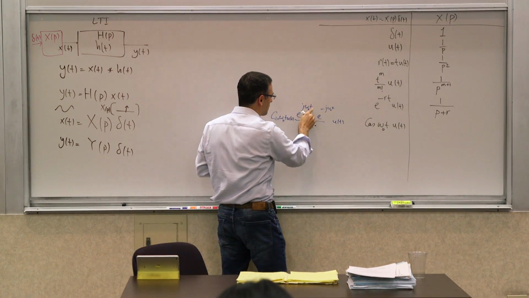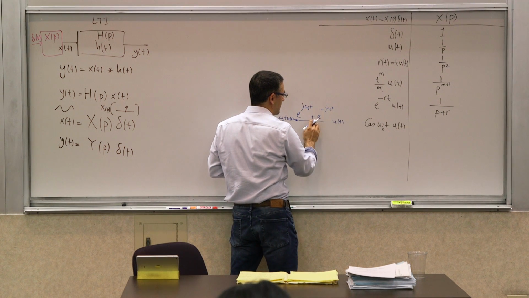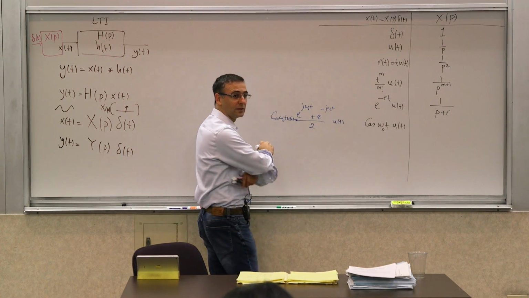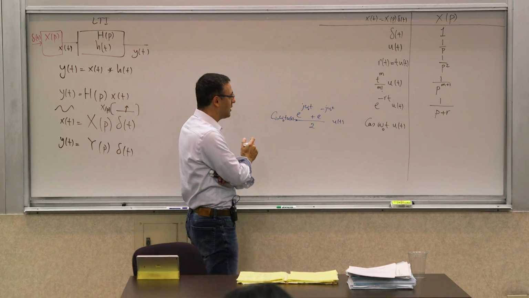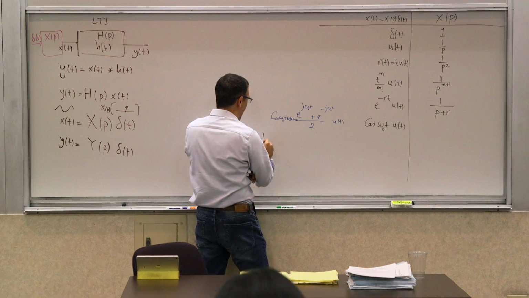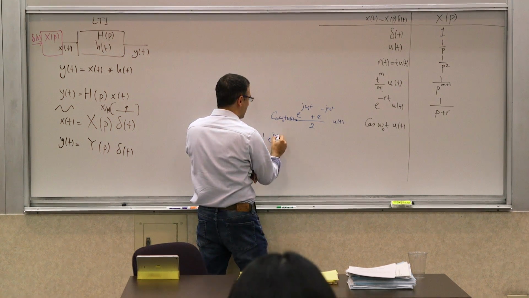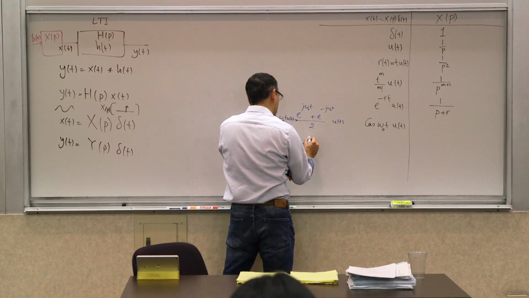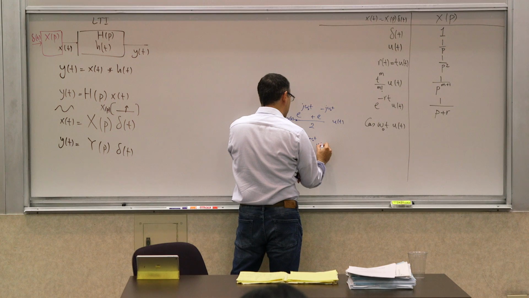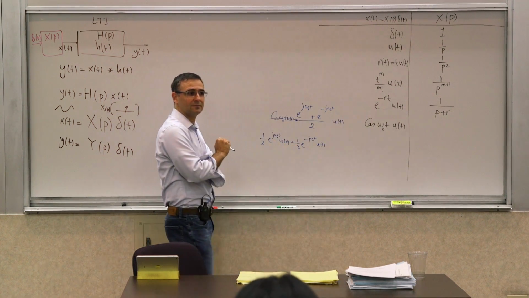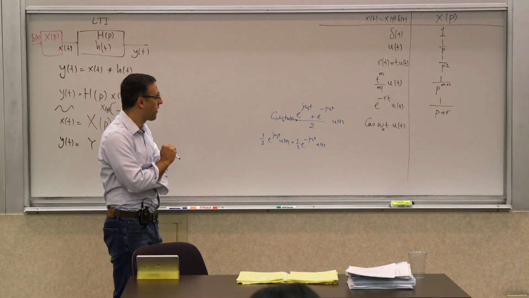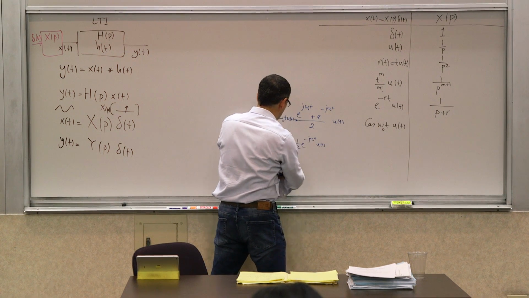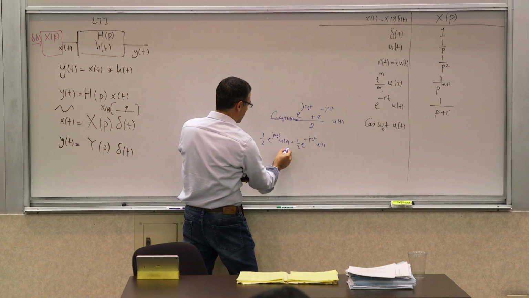So I have an e to some sort of an r u of t and e to another r u of t. Right? So I can actually write this as 1/2 of e to the j omega naught t u of t plus 1/2 e to the negative j omega naught t u of t, and use this. So let's do that. So when we plug this into this guy, what do we see? What does this one correspond to?